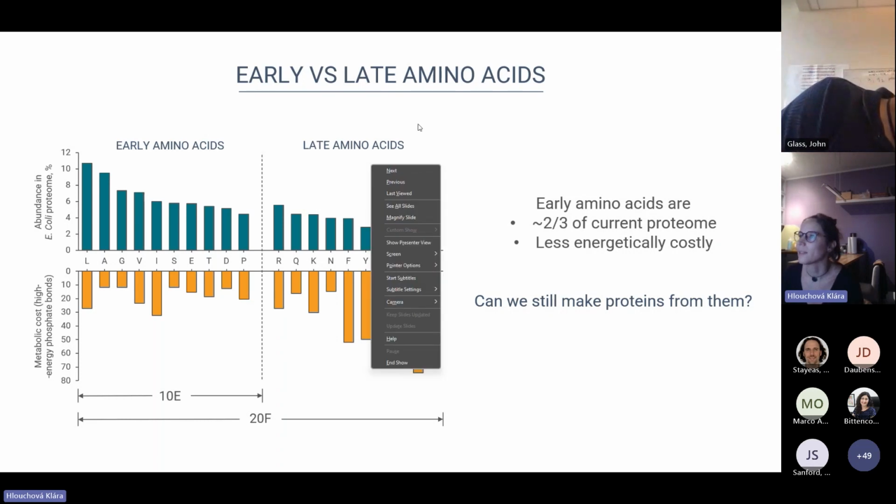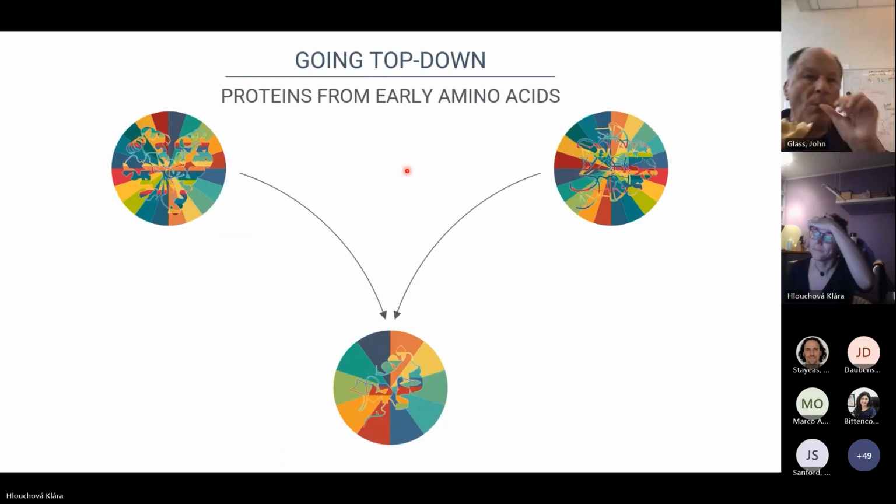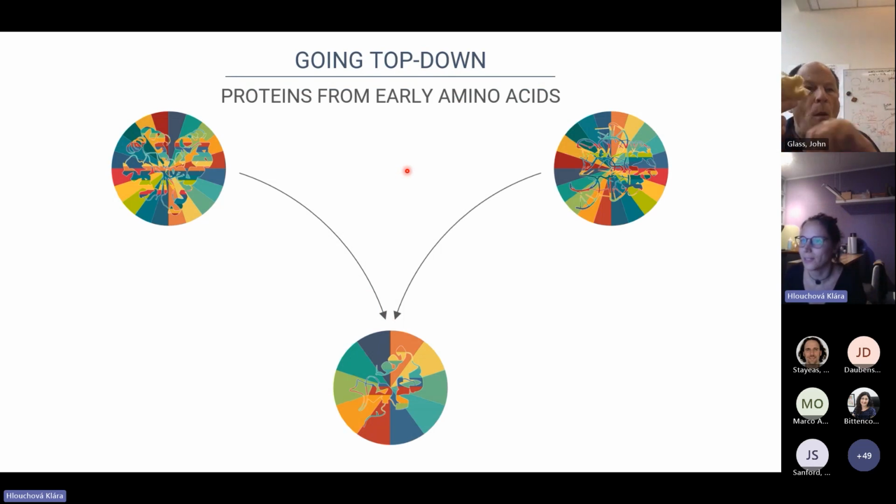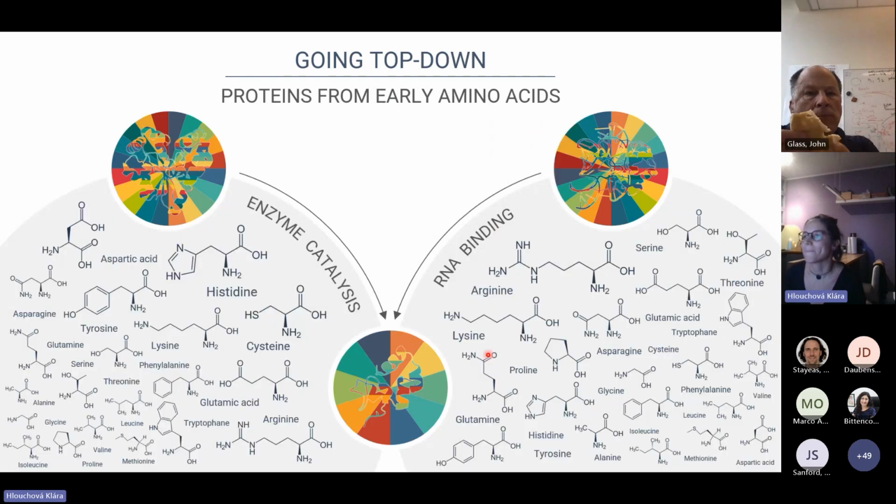So the questions that we have been asking is, okay, do we actually need all 20? And we have so far been doing our work mostly in vitro. So looking at individual proteins out of cells, looking at the protein biochemistry when we reduce the pellets of 20 amino acids into a smaller pellet of the 10 amino acids. It's interesting that most of the amino acids that are important either for catalysis or for binding are among the late ones. So that has been the challenge that we have been facing.